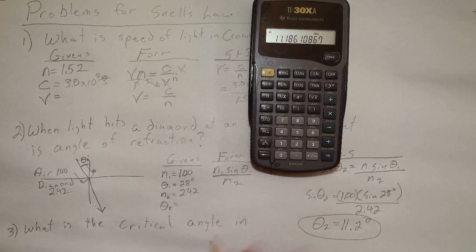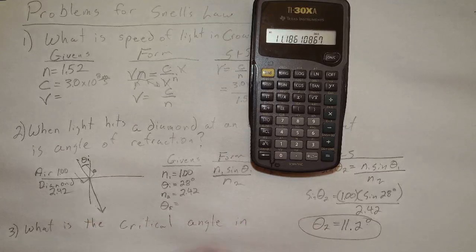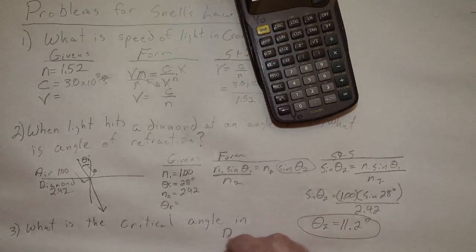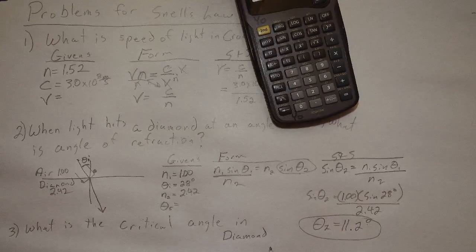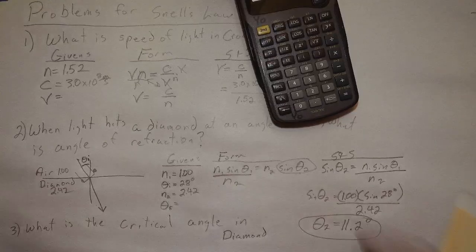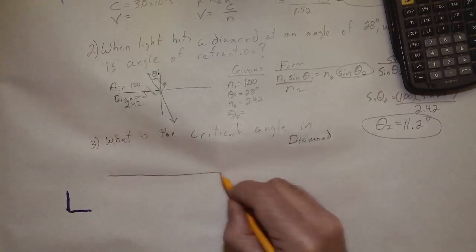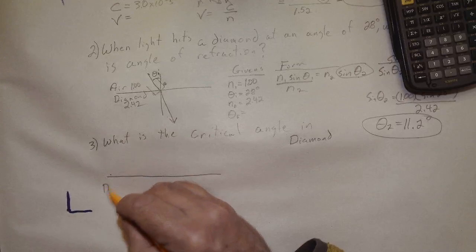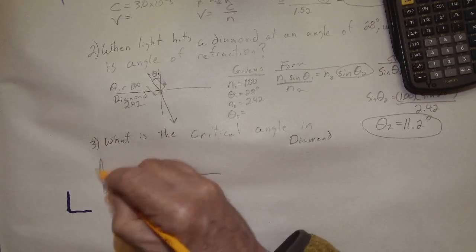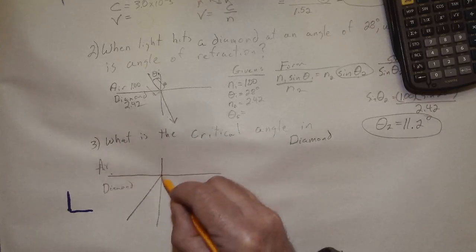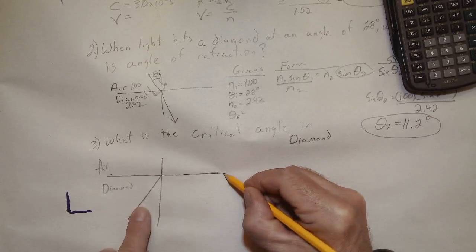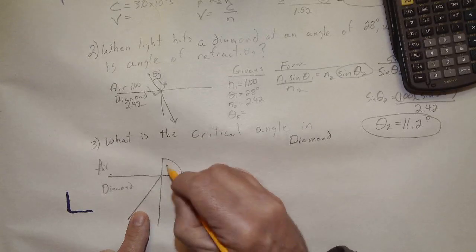So, the next problem. What is the critical angle in... Let's do critical angle in a diamond. All right. So, remember what's happening in a critical angle problem. It's easier in a critical angle problem just to conceive it mentally if we have the diamond here, the air here, and there's your normal, and we have some angle that we're hitting here, and the angle of refraction, because of this angle, is 90 degrees.